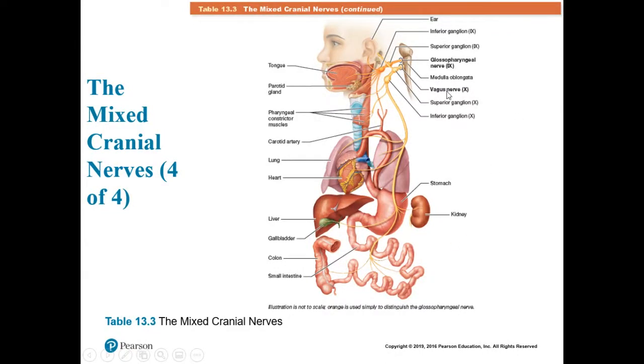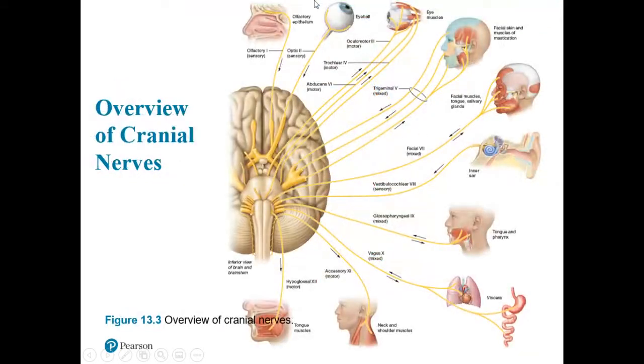So that's why the vagus nerve is one of the most important cranial nerves, and one of the longest and the most branched. All right, so that's just an overview of everything that was just described here. Let's move on.